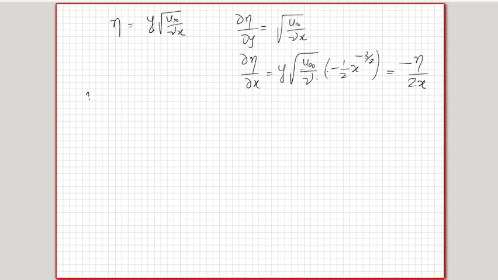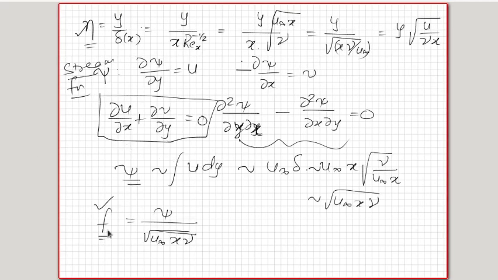Now u is nothing but ∂ψ/∂y. ψ is equal to the square root of u∞ ν x times f. Okay, because we had said f is equal to ψ divided by the square root of u∞ ν x. That's what we said. So this will go this side, so ψ will be equal to this.